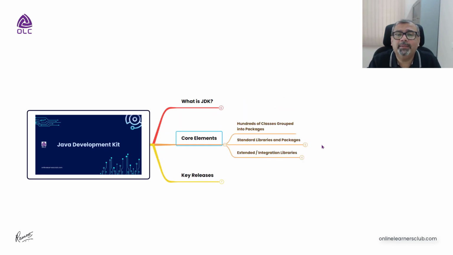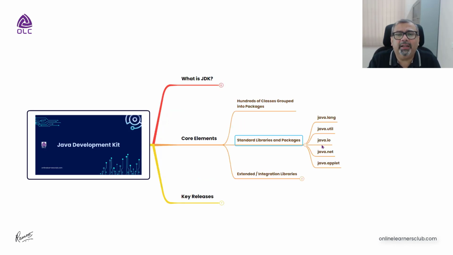Of course, there are various other tools present in the JDK, and you can look at the documentation for more details. In addition to this, the core elements contain hundreds of classes, and they are grouped into modules called packages. A package in Java contains various classes specific to a particular functionality. For example, we have a package for IO management or accessing files. We have a package for accessing databases, like JDBC. So various packages are part of the core elements we have.